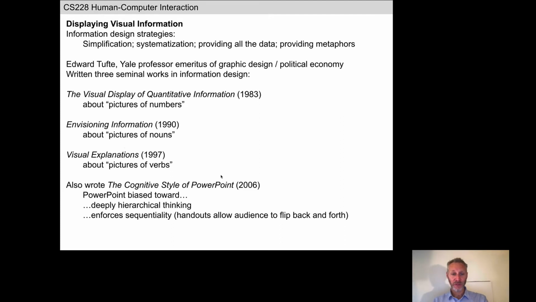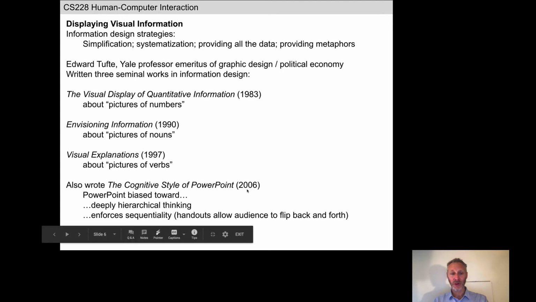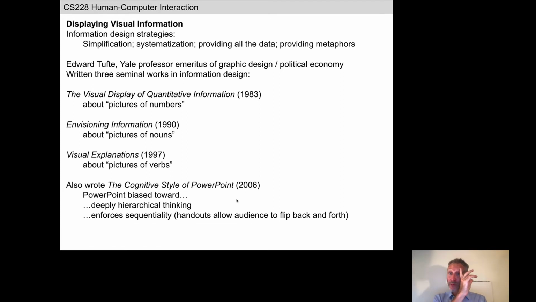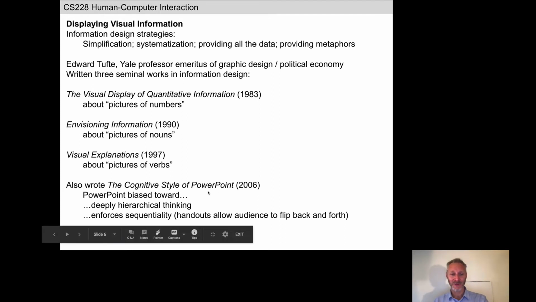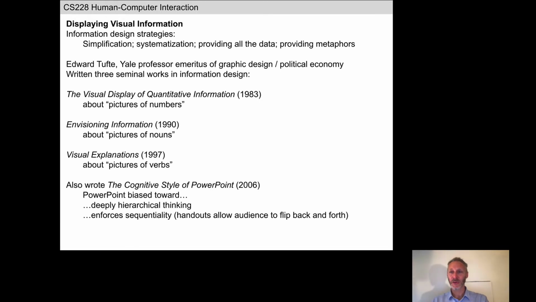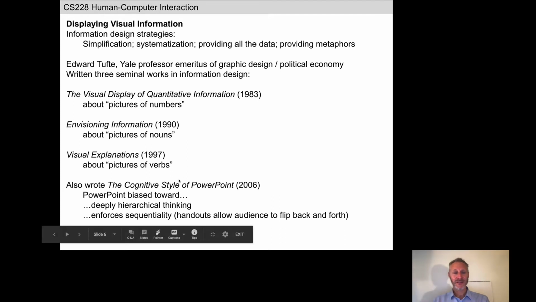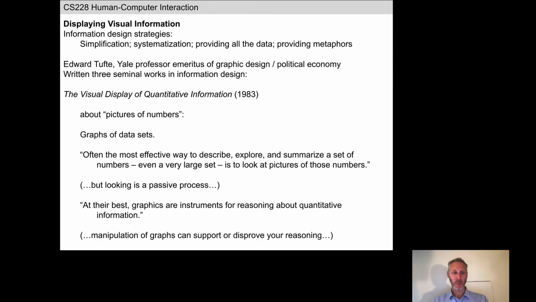He also wrote a very interesting and thought-provoking book on the cognitive style of PowerPoint, and how these days we communicate lots of information in presentations through PowerPoint, which itself influences the way that we try and communicate information. Okay, not so relevant to HCI, but an interesting read for those of you that are interested in those kinds of ideas. Okay, so let's start with Tufte's most famous book, The Visual Display of Quantitative Information. This is about trying to graph information.